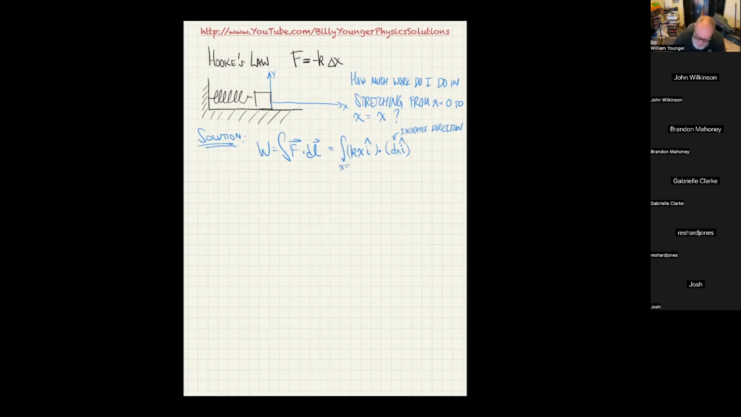So I'm going to go from x equals 0 to just plain x, which every mathematician hates to see me do, to integrate dx to x, but I'm going to do it anyways because we can. Okay. So again, the linearness of this ends up making this the integral of kx dx i hat dot i hat, which is 1. And that's going to be 1/2 k x squared from 0 to x, which equals 1/2 k x squared minus 1/2 k times 0 squared.